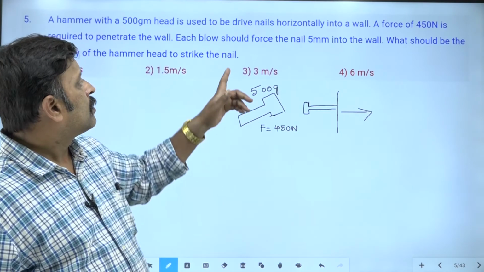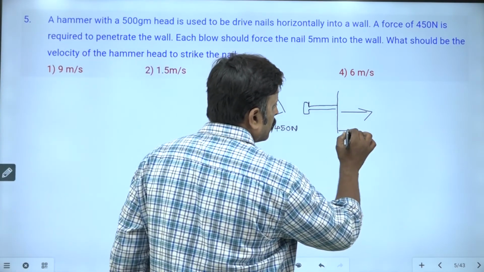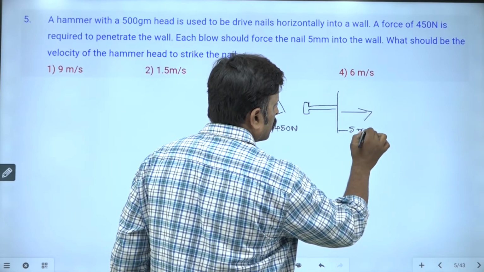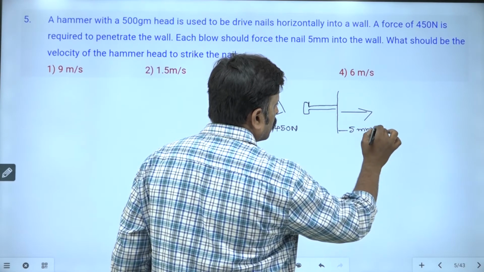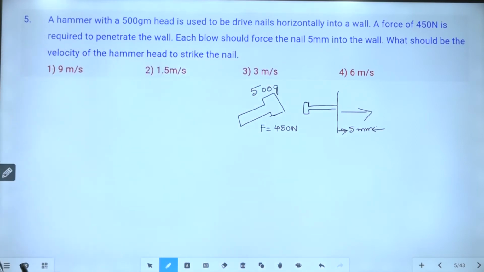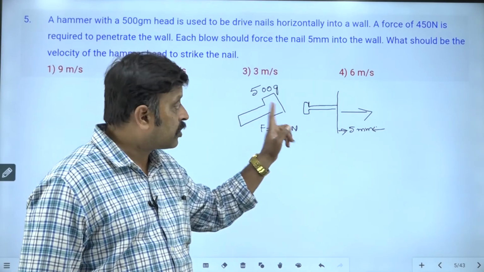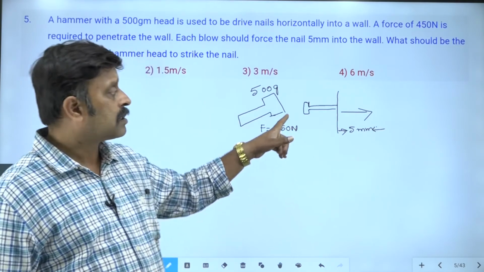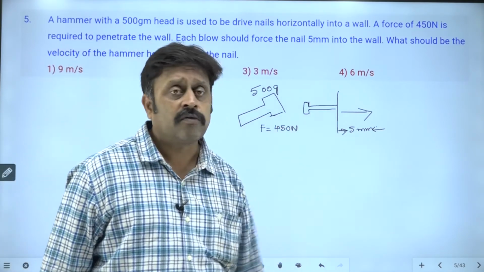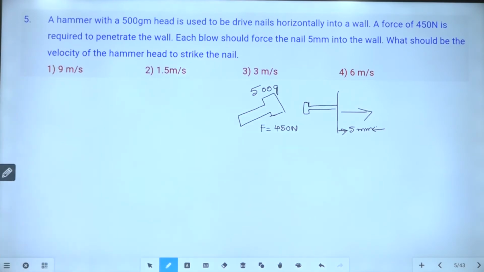Okay. Through a distance of 5 millimeter. It has to travel a distance of 5 millimeter. Okay. What should be the velocity of the hammer? That means with how much velocity this hammer has to hit the nail so that this nail will move through a distance of 5 millimeter into the wall. Okay. That is the question.